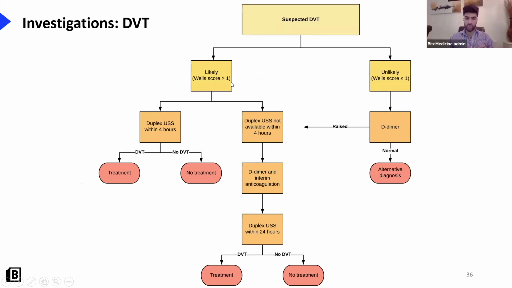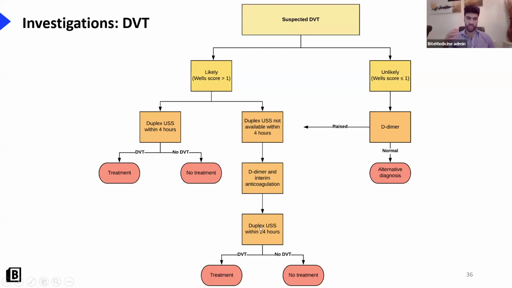If the score is likely, and you can do a duplex ultrasound within 4 hours, that's great. You go ahead and do that, and that will tell you whether or not the patient has a DVT. Of course, if they have a DVT, you treat them. If you can't get the ultrasound within 4 hours because you're in a smaller district general hospital, you measure their D-dimer and you give them 1 shot of anticoagulation, and you try and do the duplex ultrasound within the next 24 hours. So as soon as you can, really.